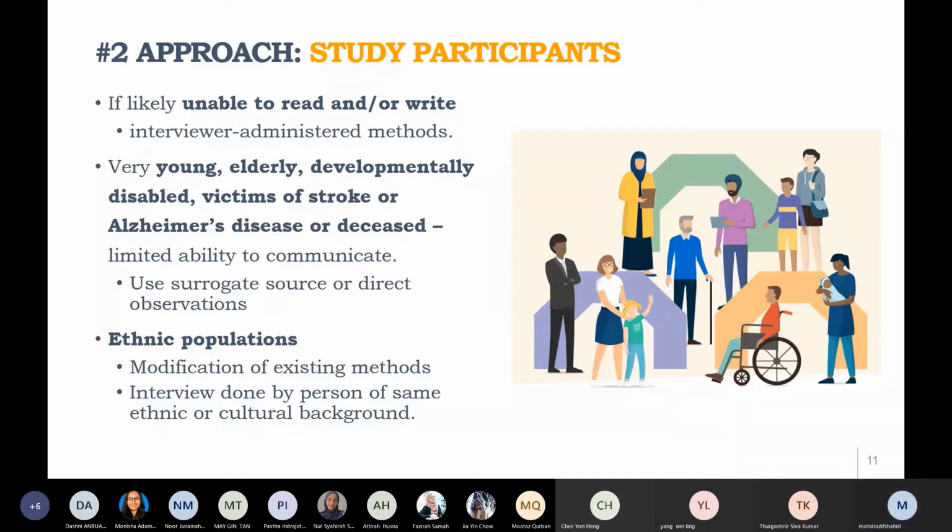Okay. And the third concern among study participants is the ethnic population. So sometimes we need some modification of existing methods. Let's say you are instructed to collect dietary data of orang asli in Gombak.